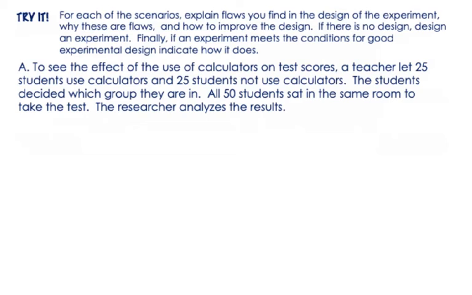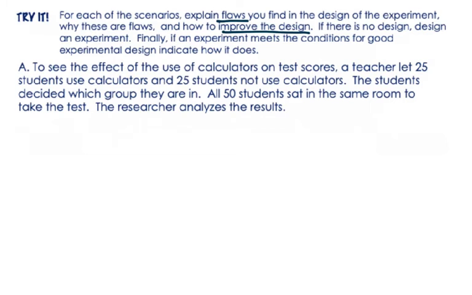And then the last thing we're going to do is some examples. So there are 3 scenarios, A, B, and C. For each of the scenarios, explain flaws you find in the design of the experiment, why these are flaws, and how to improve the design. If there is no design, design an experiment. Finally, if an experiment meets the conditions for good experimental design, indicate how it does. So look at this first one.